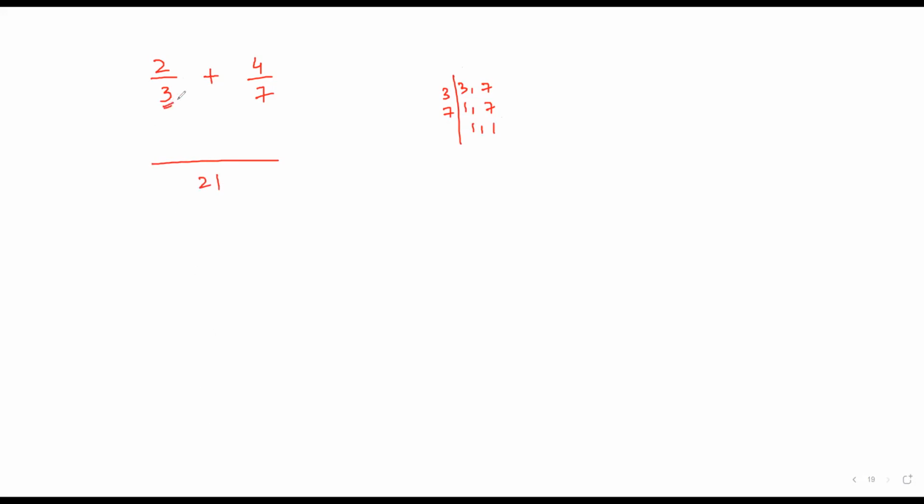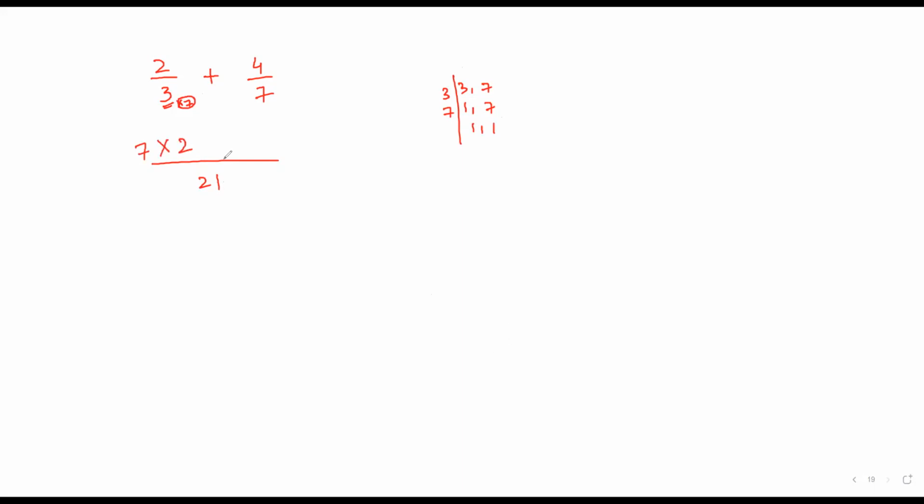Now we have 3 in the denominator, right? Yes, ma'am. So you recall the table of 3. You know 3 into 7 is 21, right? So this number 7, you don't write it here, but you know that 3 into 7 is 21. So that 7 will be multiplied with the numerator. Understood?